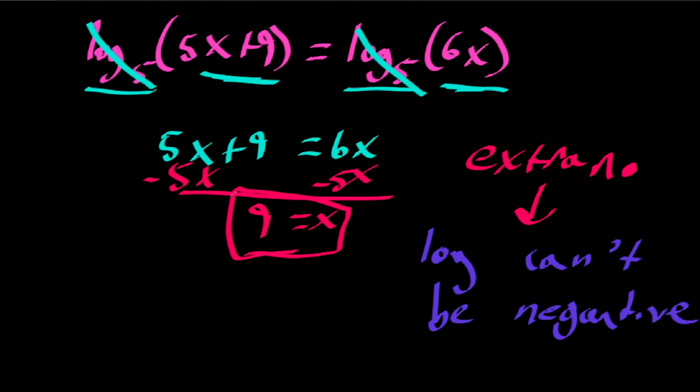When we plug 9 into our problem, we just want to make sure that it doesn't give us a negative number. If we plug it in, 5 times 9 plus 9 would be positive, and 6 times 9 would be positive, so we're all good. This checks out. X equals 9 is not an extraneous solution. In a second, we'll look at an extraneous solution problem.